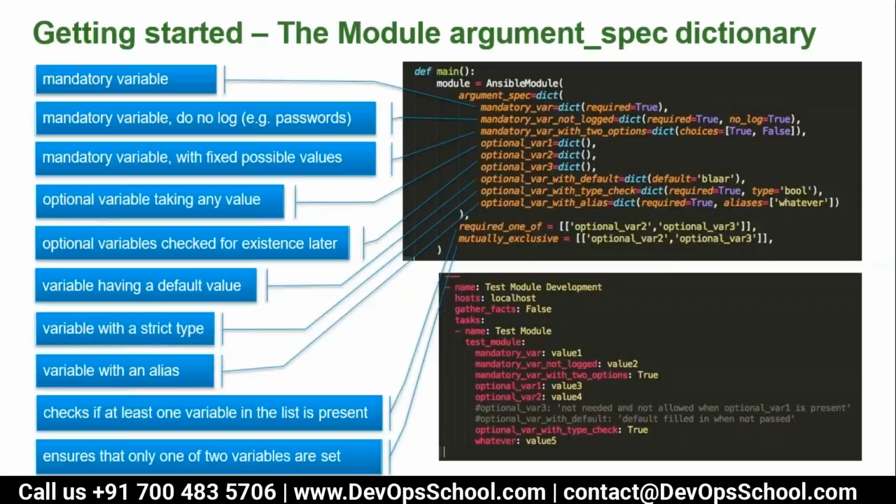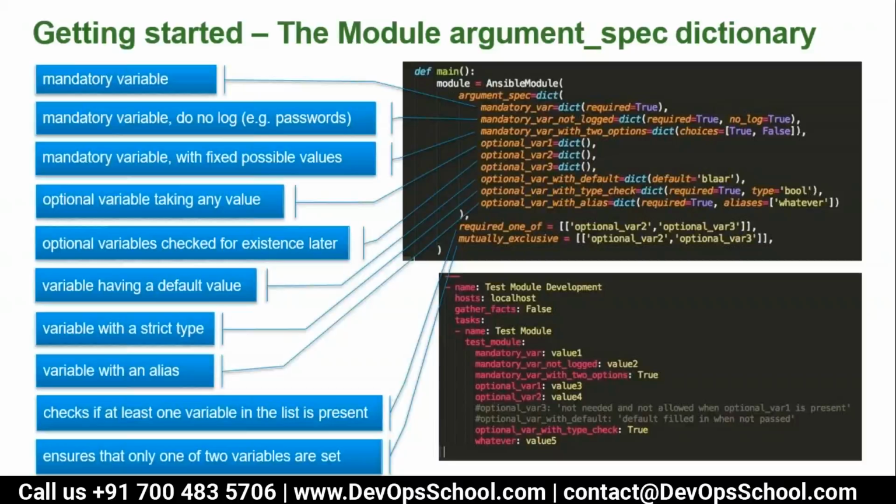Now if you want to declare a variable which is required true, but at the same time you want a type boolean, you can declare the boolean. If you want an attribute which is required but you also want it to have aliases, you can write that line.